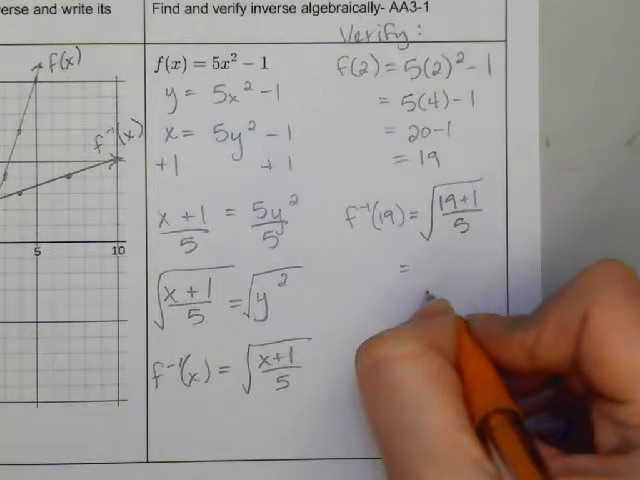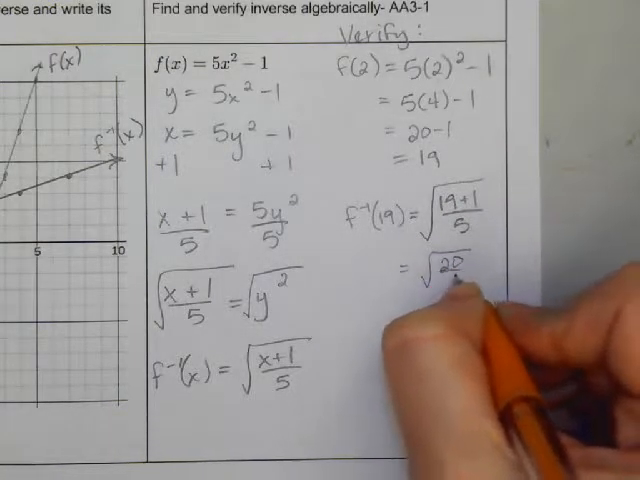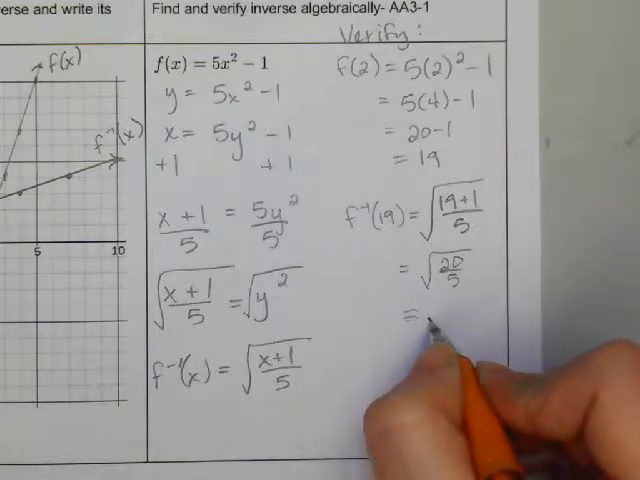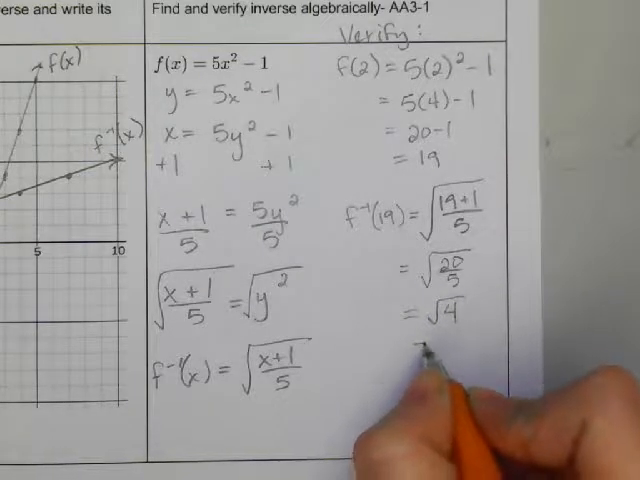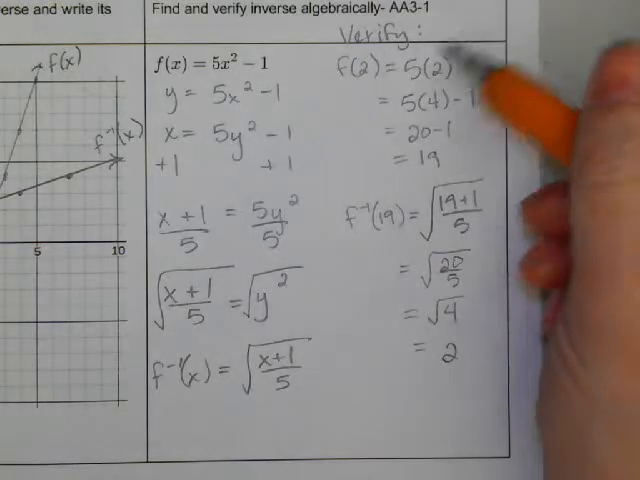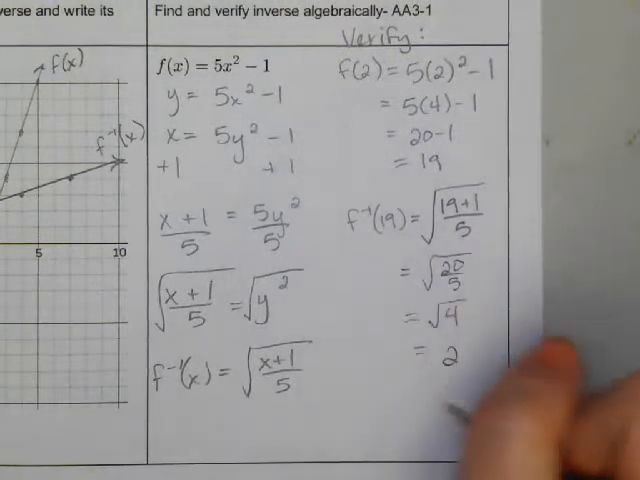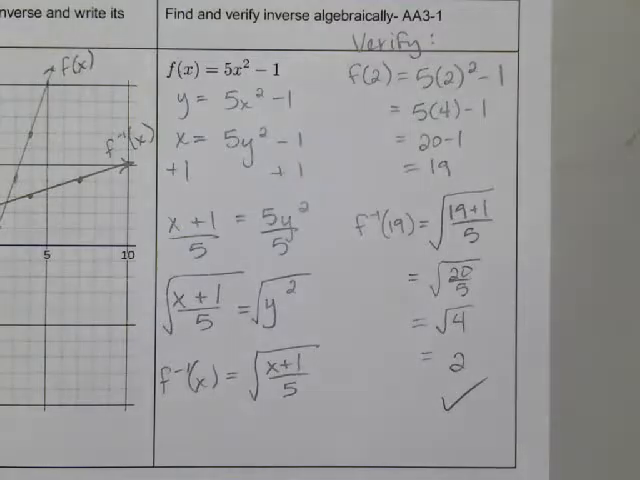And then I simplify that. Square root of 20 over 5 is equal to the square root of 4, which is equal to 2, which is what I originally put in up here, which means my verification is good.